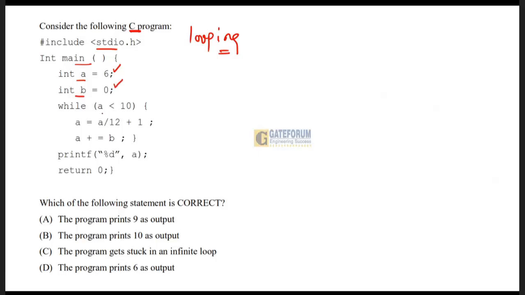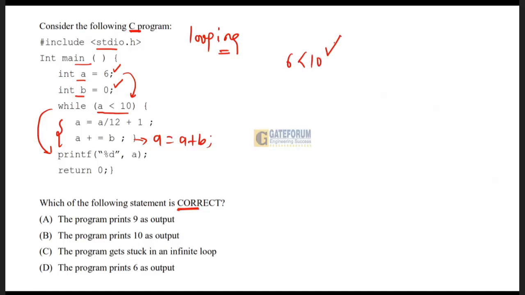There is one looping condition where we test whether the variable a is less than 10. If it is true, then we update the value of a by the following two statements: a equal to a divided by 12 plus 1, and a equal to a plus b. Once the while loop breaks, it will print the value of a. The question states which of the following statements is correct out of these four. If you look at the looping method, a is 6, so the condition checks that 6 is less than 10.